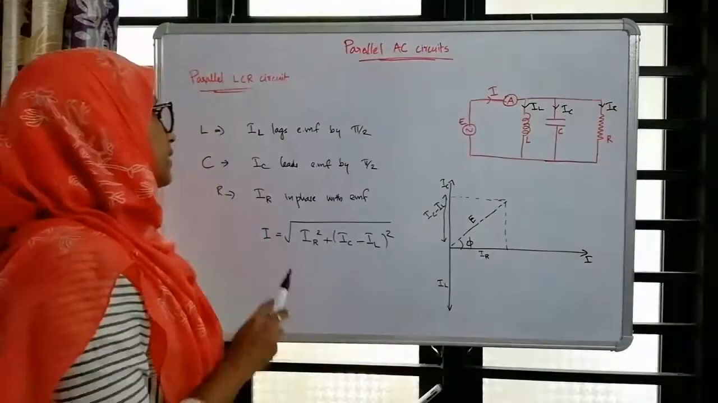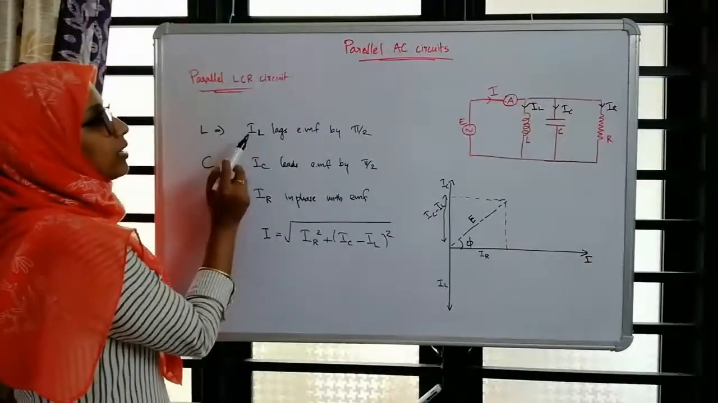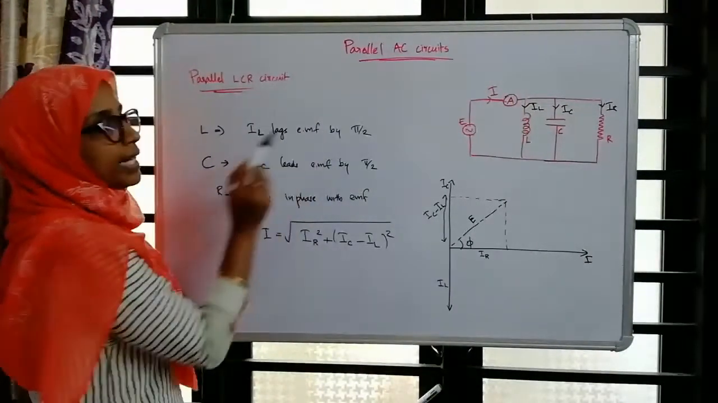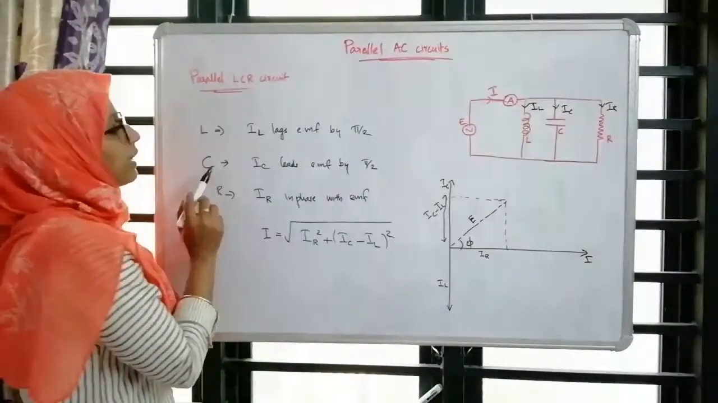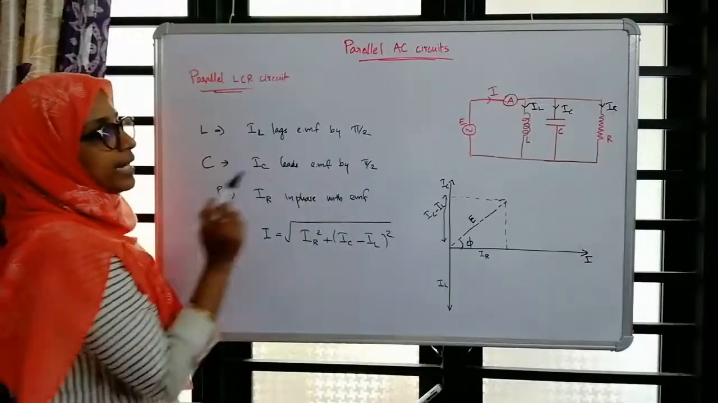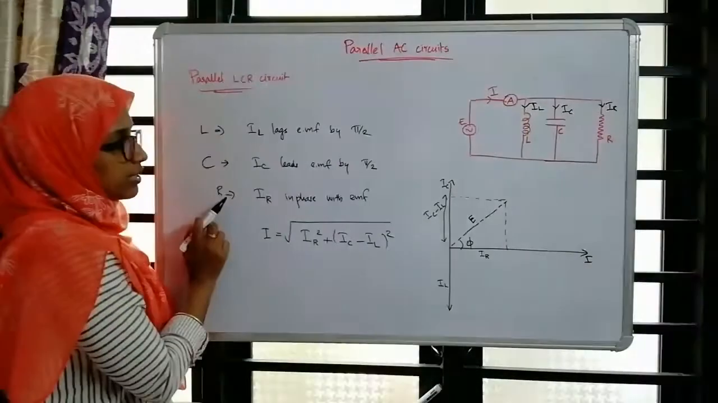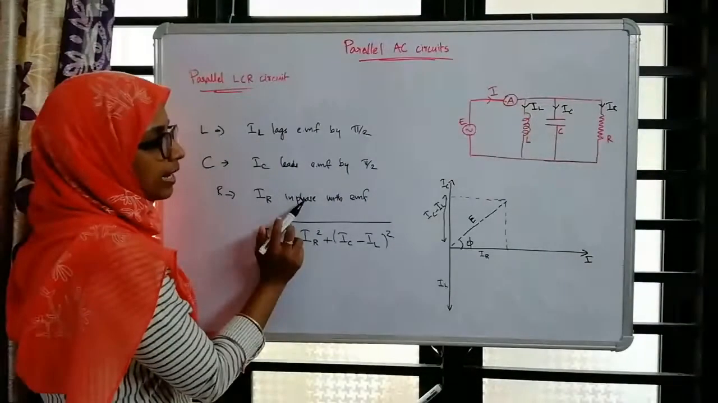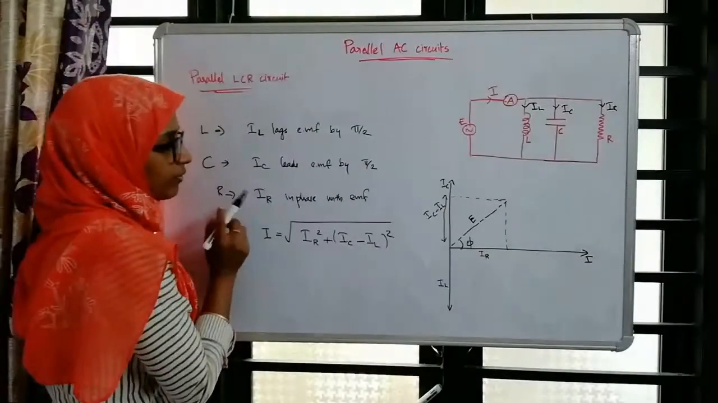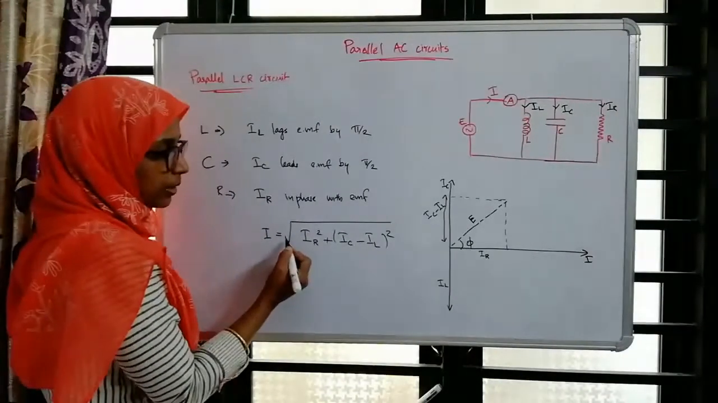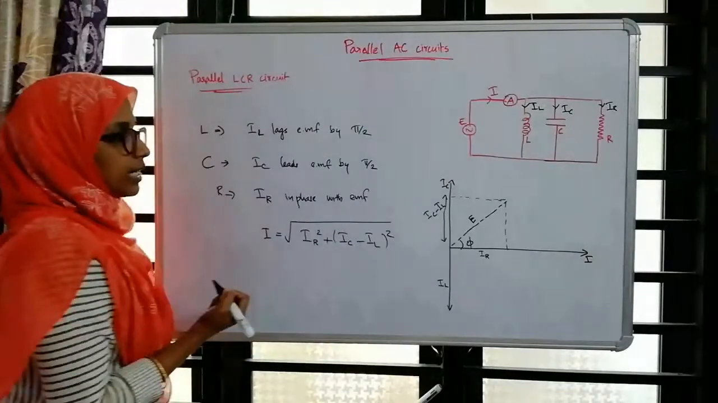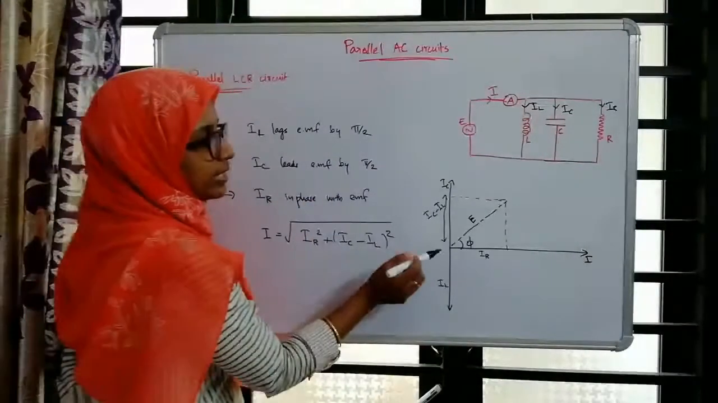We have already studied that in case of an inductance, the current across the inductance will be lagging the applied EMF by an angle pi by 2. And in case of a capacitance, the current across the capacitance leads the applied EMF by an angle pi by 2. And in case of the resistance, the current is in the same phase with the applied EMF. So according to this phase difference, we can find the resultant current using root of IR square plus IC minus IL whole square. Simply go through this vector diagram.